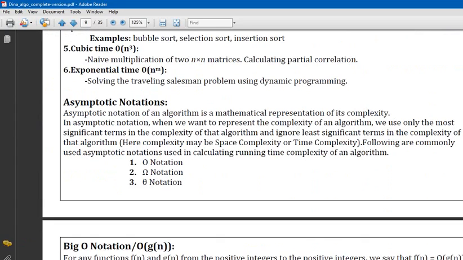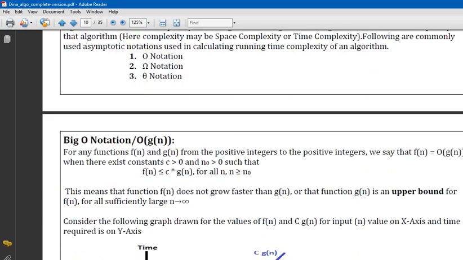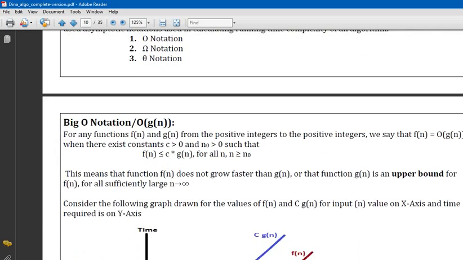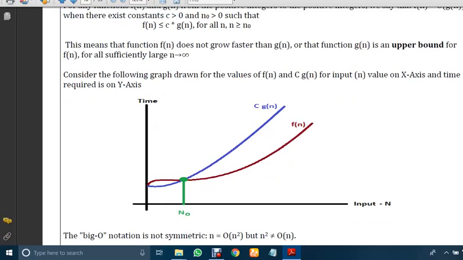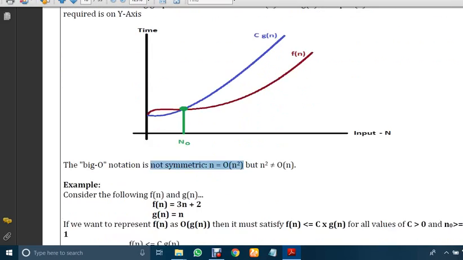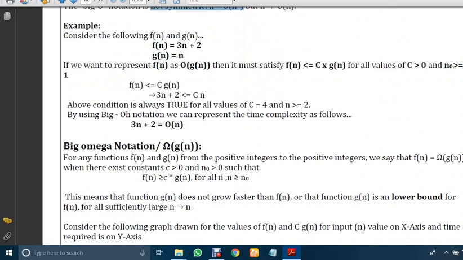Now we're in the asymptotic notation. Here we have three notations. The first one is the big O notation. Here is the figure of the diagram of the big O notation. Here we can see it is not symmetric and the value is O of n to the power 2. Here is the example of big O notation.